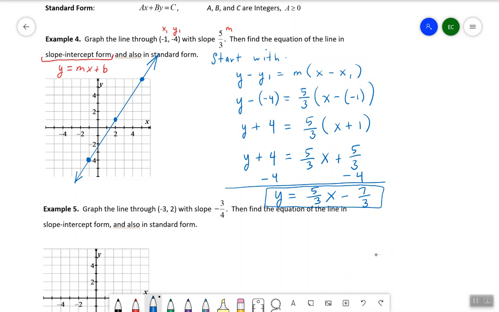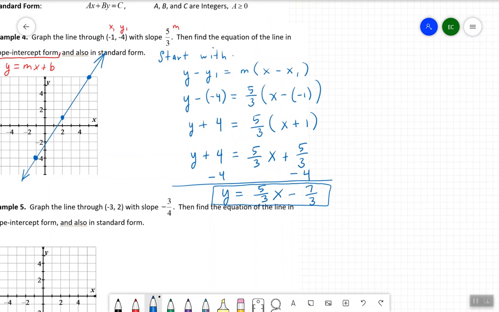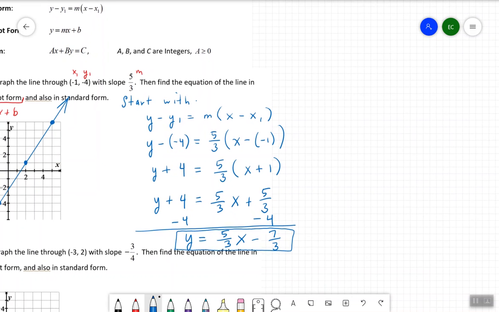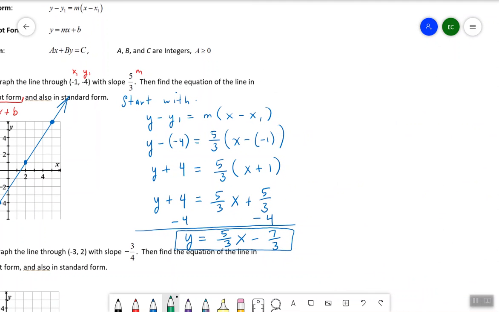Okay, so there's our slope-intercept form, and then we also want standard form. And it looks like I've got that right here. Ax plus By equals C. All that means is that we need to get the x term and the y term together on one side and the constant on the other side. So let's write y equals 5/3 x minus 7/3.